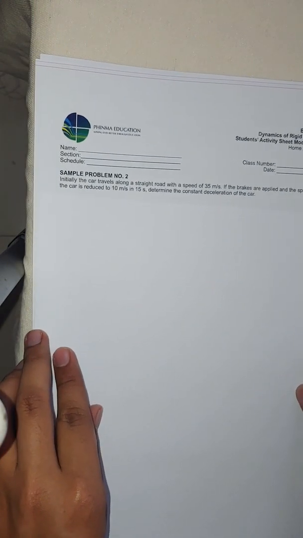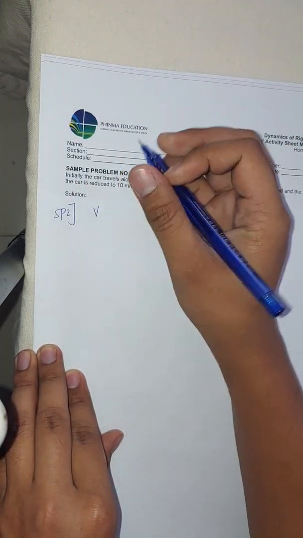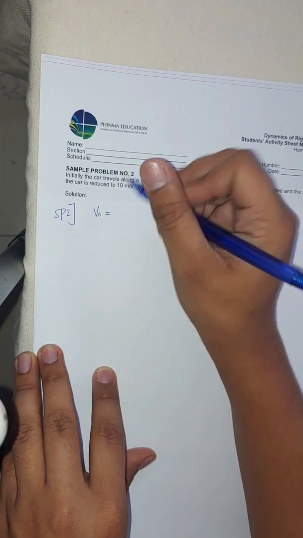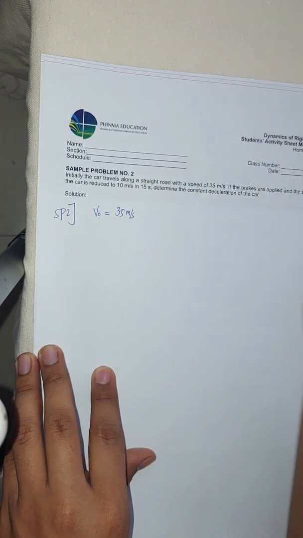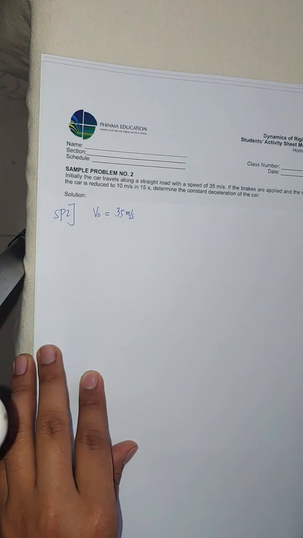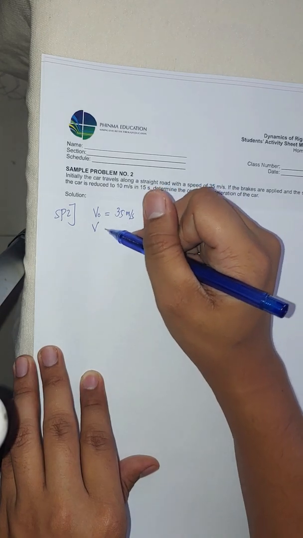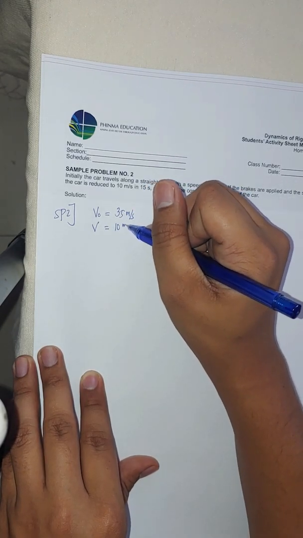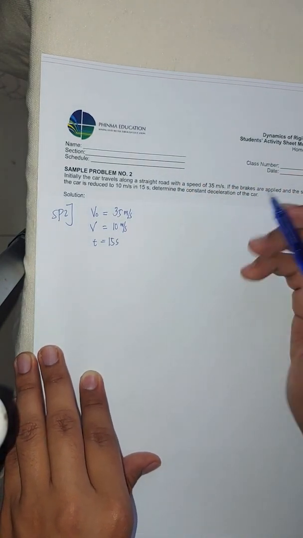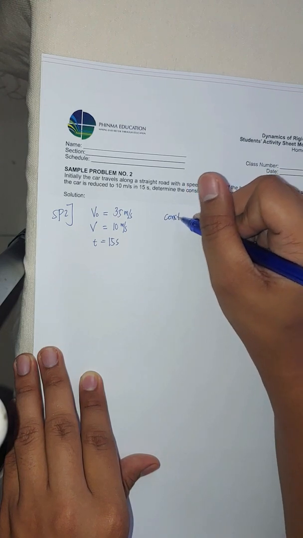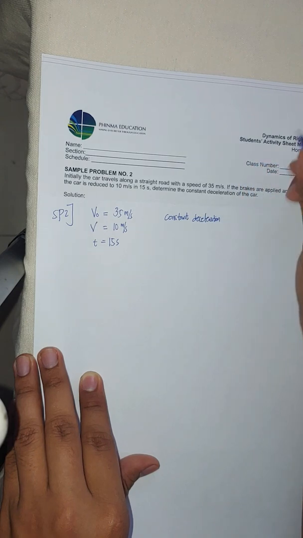So, if you notice in this sample problem number 2, the first is the initial velocity. The symbol for initial velocity, V0, can also be written V1, depending on you. So, V0 is equal to 35 meters per second. And then, after applying the brake, the velocity decreased, so the car is reduced to velocity equal to 10 meters per second. That is for 15 seconds. So, what is asked is the constant deceleration of the car.